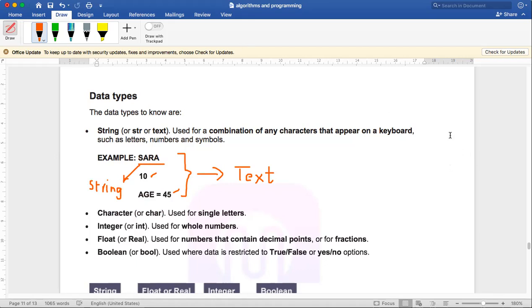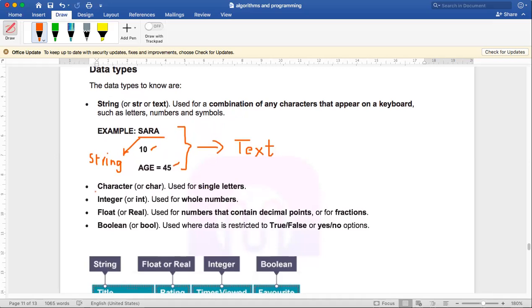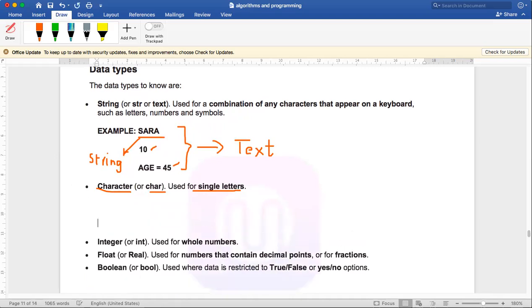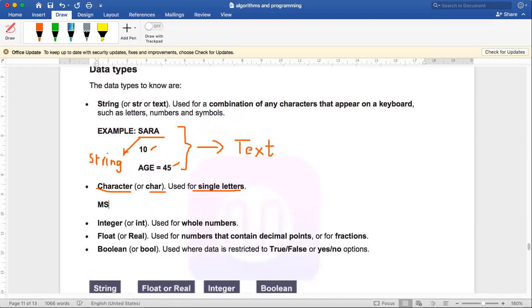It covers the numbers. Yes, of course. Next is character, or CHAR, used for single letters. Likewise, in your program, if you are writing male and instead of male, you are writing M, so M is a character, or simply you are writing female and you're writing F. So this is called character, right?